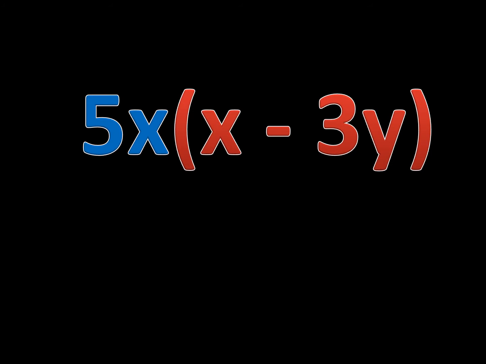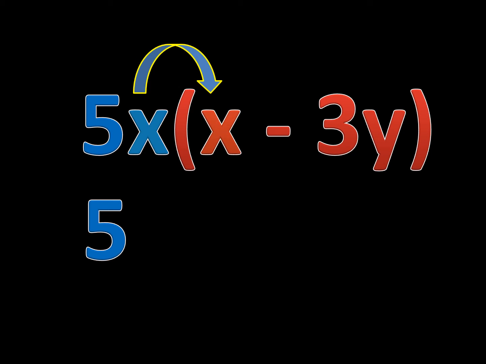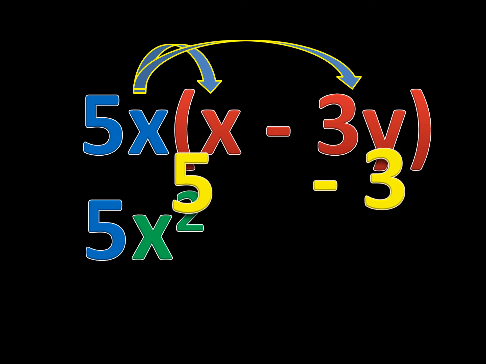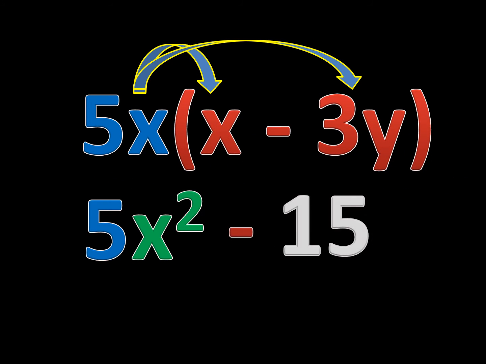Here we will use the distributive property to multiply 5x times x minus 3y. First, multiply 5x times x. There is not another number to multiply the 5 by, so just write it down. Now multiply x times x, getting x squared. Next, multiply 5x times negative 3y. Well, 5 times negative 3 is negative 15, and x times y is xy. That's your answer.